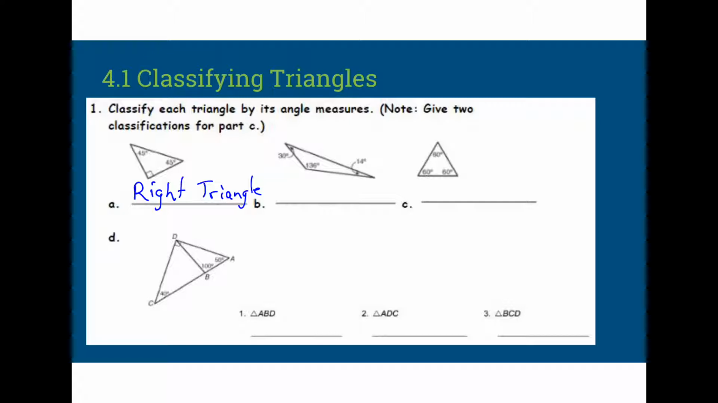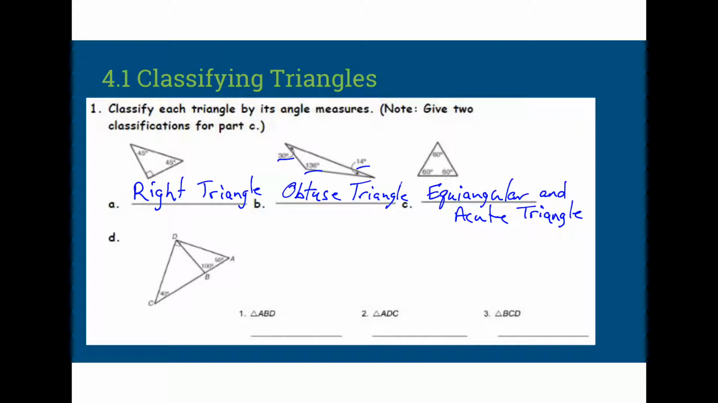All right, in part B, I see we've got 30 degrees, 136 degrees, and 14 degrees. So therefore, this one's going to be obtuse, since it's got 1 angle that is greater than 90. In part C, I see that all 3 angles are the same. So this one's going to be equiangular. But remember, this one has 2 classifications. Notice that all 3 angles are also less than 90. So this is going to be equiangular and an acute triangle. So equiangular ones will also be acute triangles.